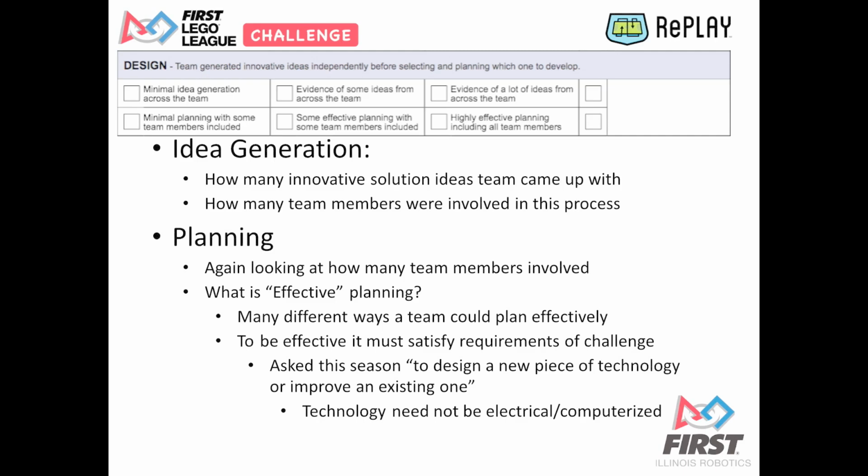Also, technology need not be a physical thing. So a piece of software, like computer software or a phone app, that is also considered a piece of technology for our purposes.